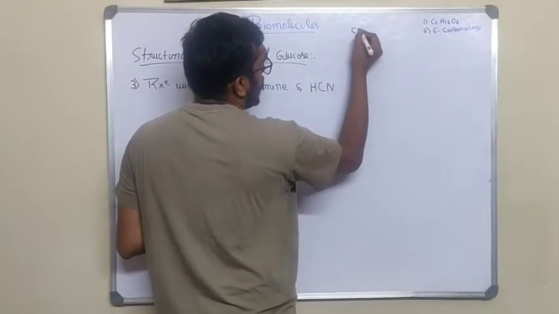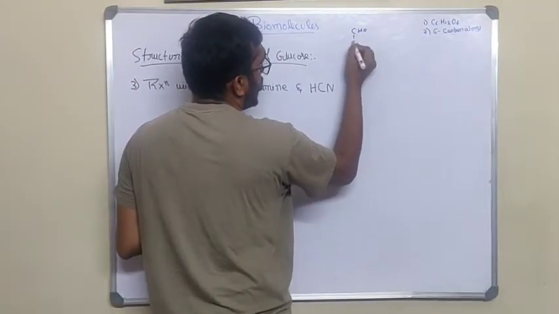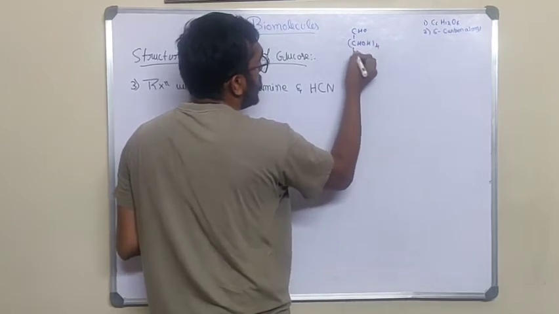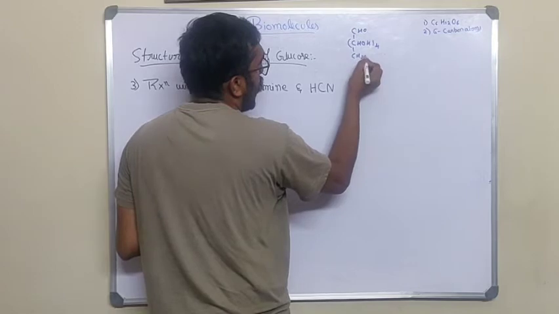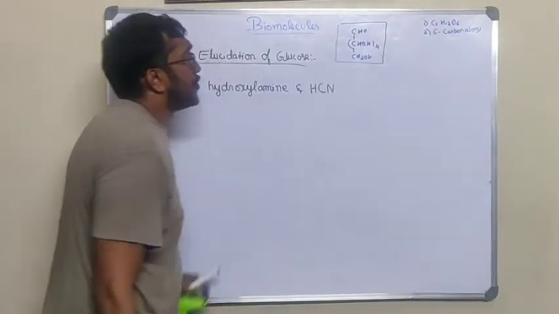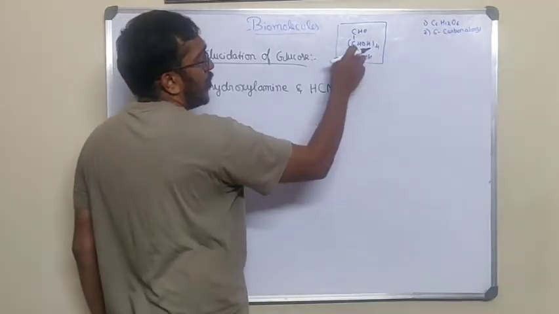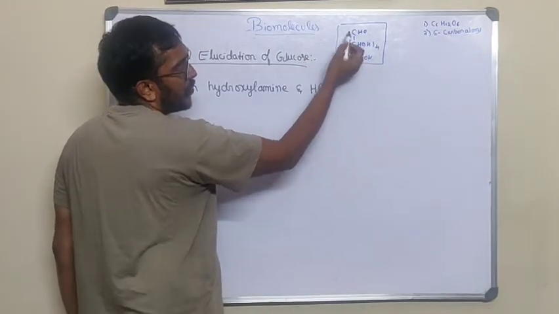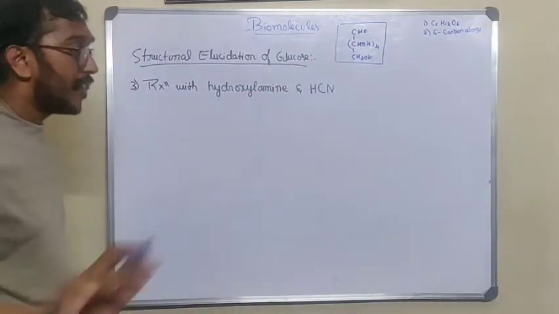CHO, bond, CHOH 4 times, bond, CH2OH. This is very important. This is the basic structure. So 4 carbon atoms, then 5 and 6. Very simple thing here.